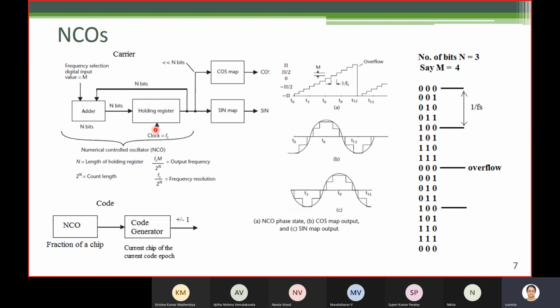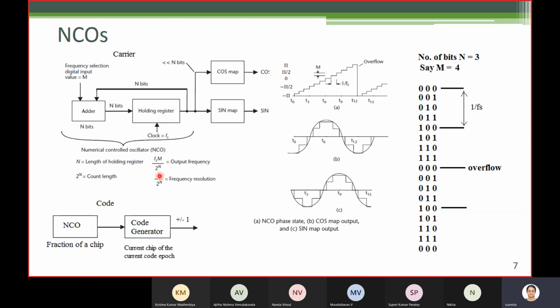In general, for a receiver, the typical value of fs is about few hundred megahertz. So let's consider 200 megahertz. And how many bits will the adder have? 32 bits or 64 bits. So it can hold 2 to the power 32 values. If 64 bits, 2 to the power 64 values. So using these values, you can find the minimum and maximum frequency.